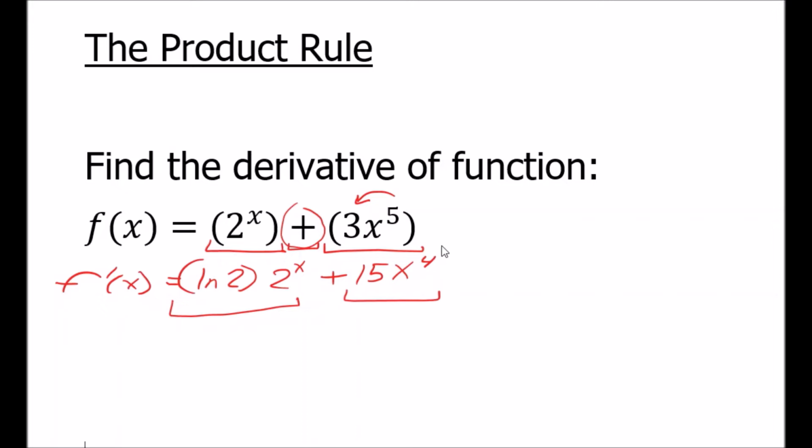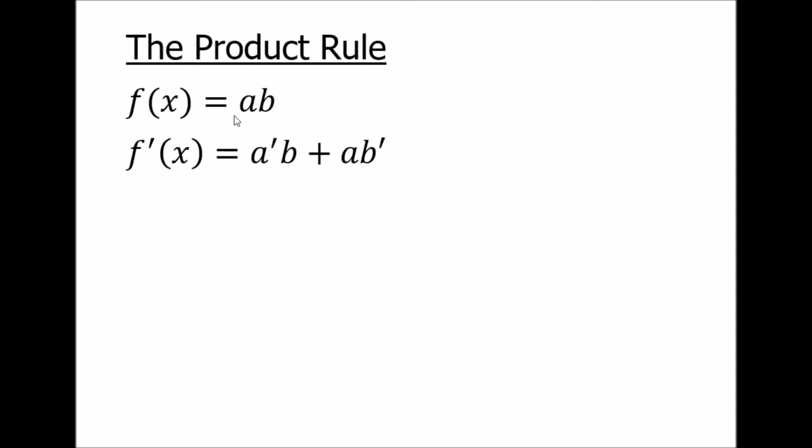Now things get a little bit more complicated when we find the derivative of the product of two functions. So hang in there. I'm going to go over the product rule and then do 3 examples. The product rule states that to find the derivative of the product of two functions, now I'm calling my functions a and b, it is the derivative of the first function, I'm calling that a prime, times the second function, that's b, plus the first function, a, times the derivative of the second function, b prime.